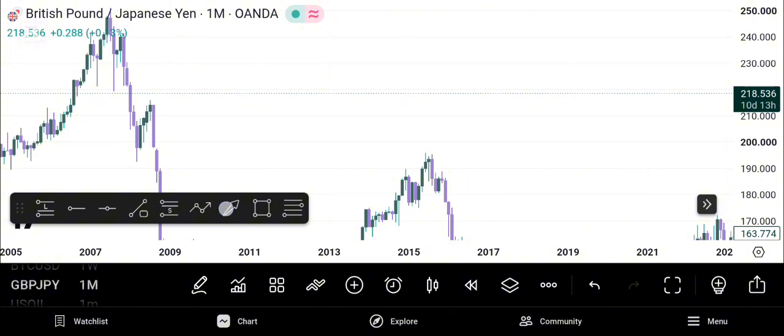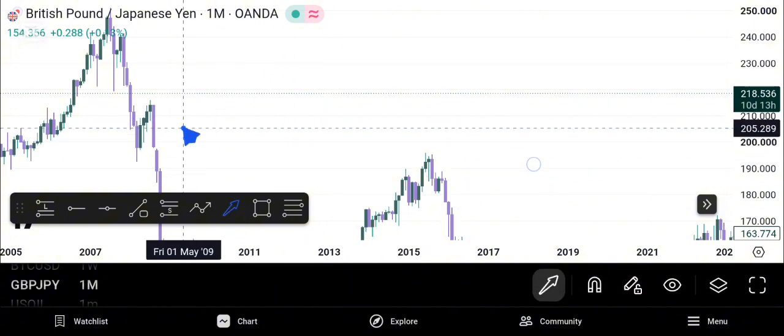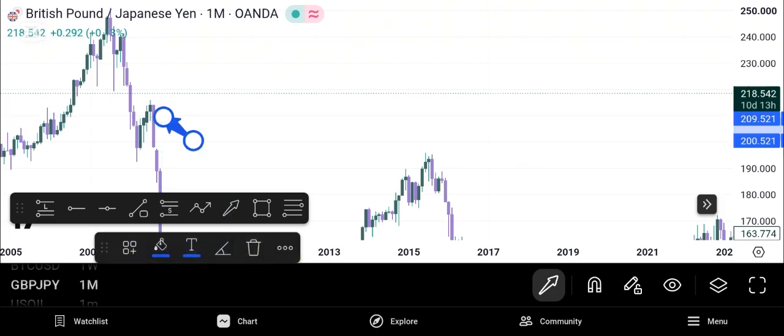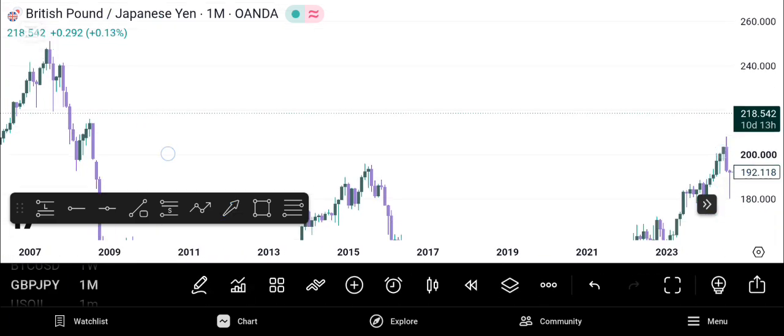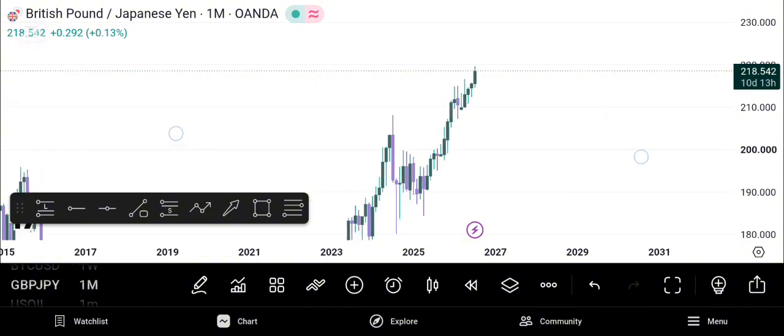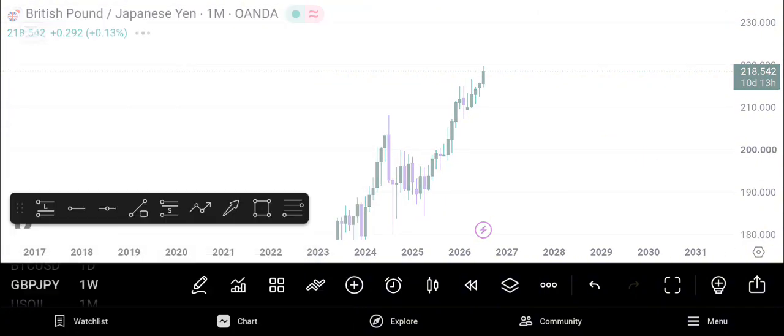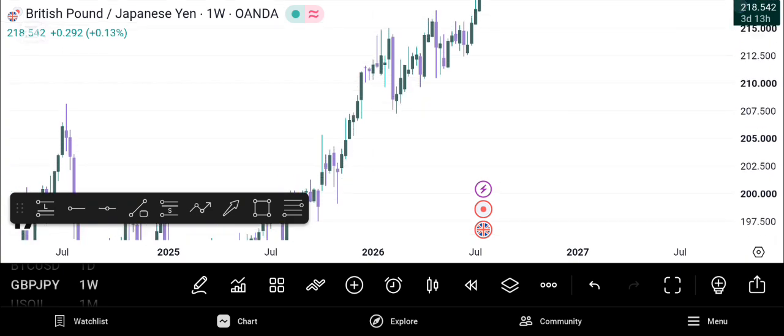We just closed above this level already. You can see the price is here, so we're above this level. So GBPJPY is just buying right now. So I'll go to the weekly time frame to see what's up with GBPJPY. Weekly time frame.